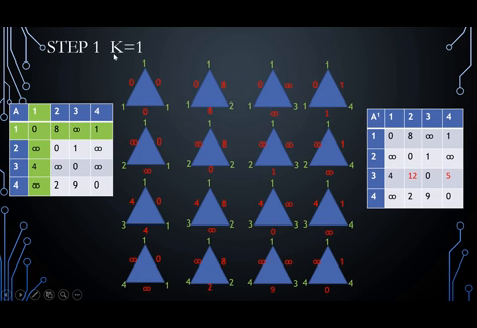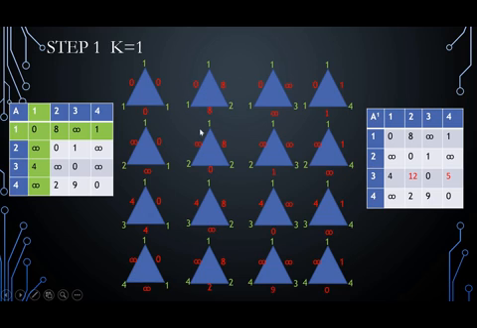Now, step 1, k is equal to 1. All the top values will be 1. First row 1, 1, 1, 1. Second row 2, 2, 2, 2. Third row 3, 3, 3, 3. Fourth row 4, 4, 4, 4. Column wise, first column 1, 1, 1, 1, on the right side 2, 2, 2, 2, then 3, 3, 3, 3, and 4, 4, 4, 4. Now the highlighted column will be the left hand side: 0, infinity, 4, infinity.